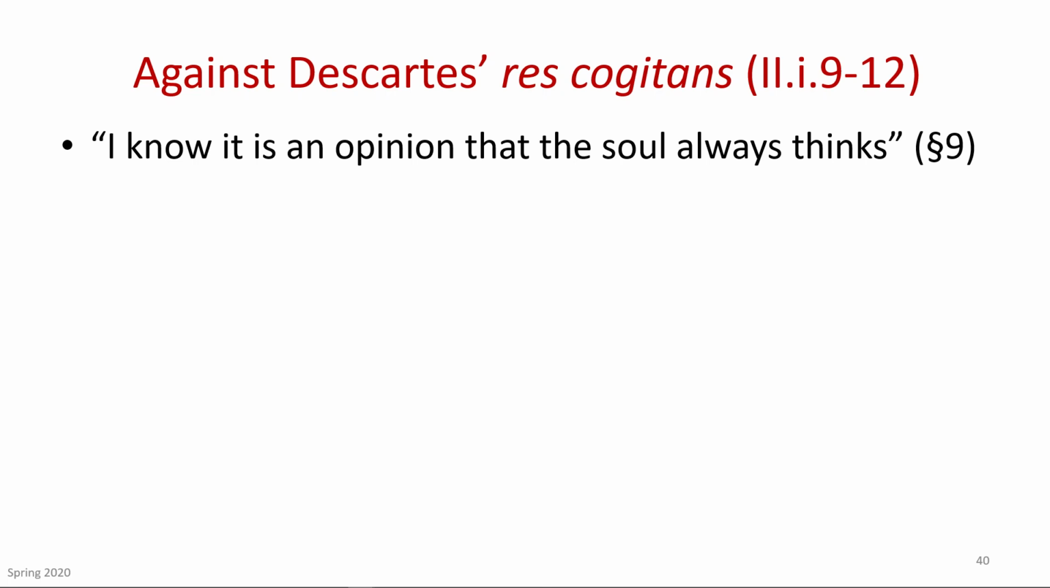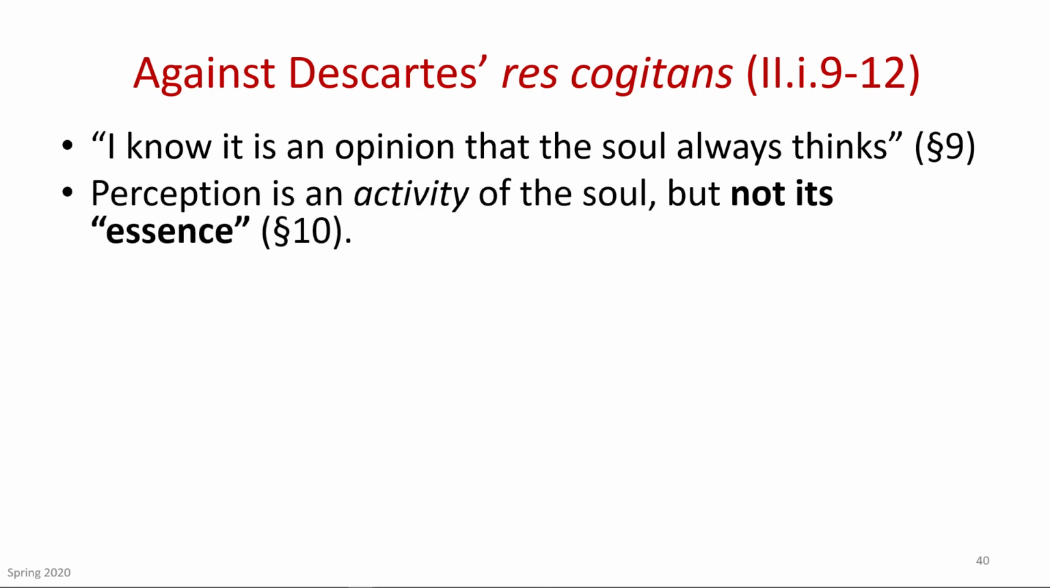So against this view of Descartes, or this Cartesian view, Locke says that he, of course, admits that perception is an activity of the soul. It's something we do, but he's going to disagree with this Cartesian thought that thought is the essence of the soul, which is to say that if we didn't think, we would be nothing. Locke wants to say we can leave room for the thought of a soul that's not thinking at any particular time.